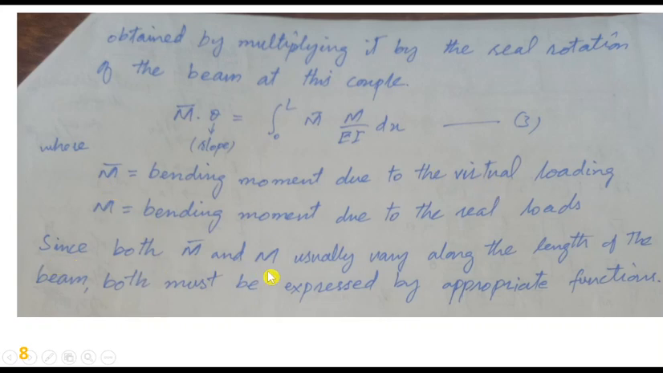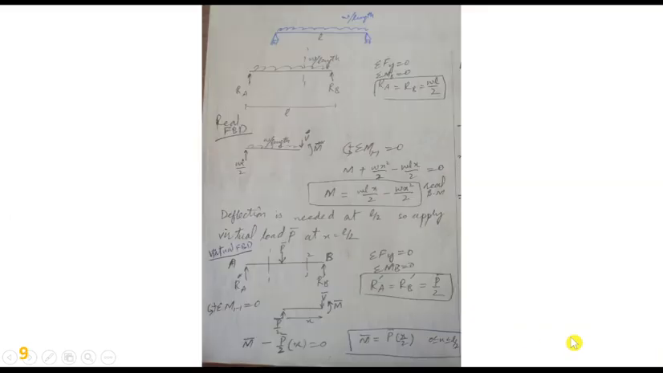Since both m bar and m usually vary along the length of the beam, both must be expressed by appropriate functions, that is, in terms of x. So take the case of a simply supported beam of length L carrying a UDL w, where we have to determine the deflection at the midpoint P, at L by 2.